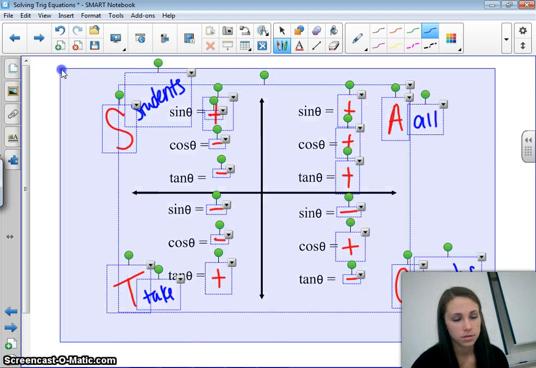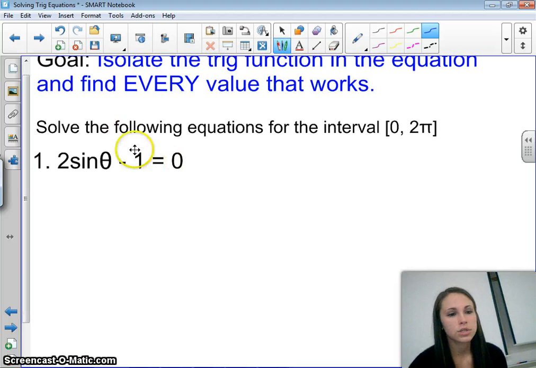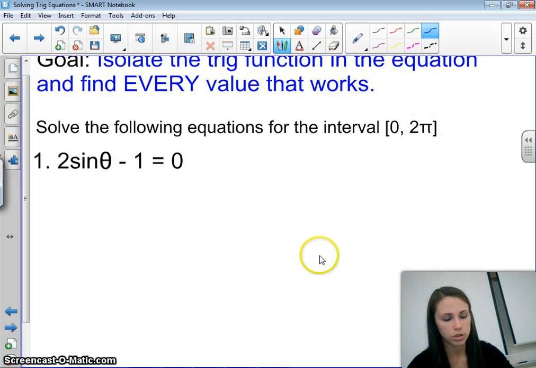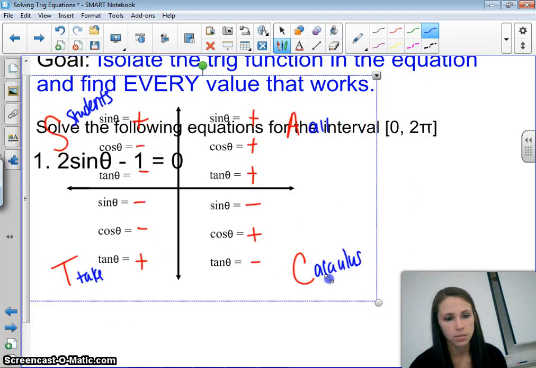I'm going to copy this over. Alright, so I want to solve the following equations, and I'm going to show you first how to solve equations for just an interval that is talking about the unit circle, so from angles that include 0 all the way up to 2 pi. I'm only going to find angles that will make this true that are on the unit circle for this first set of equations. Let's paste this over, and I'm going to group it and then make this real small.